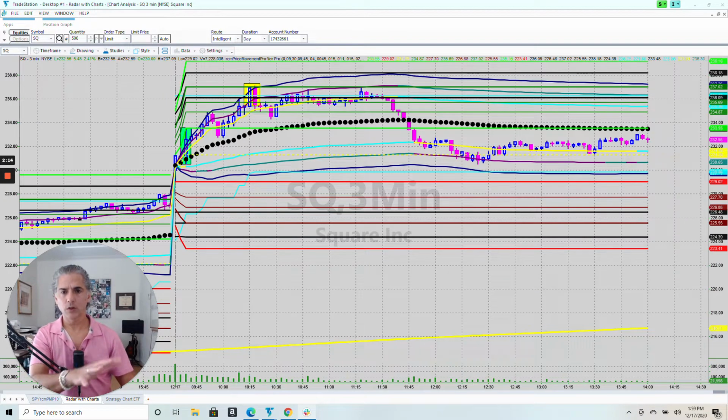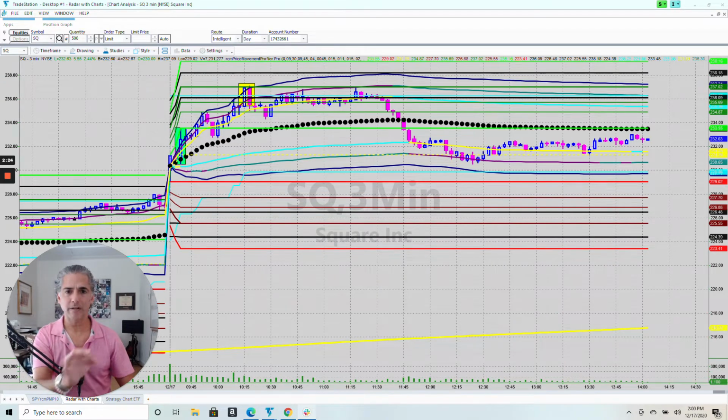So what you're looking at is a screen. It's a 3-minute chart, so each bar is 3 minutes. The blue bars are up bars. The red bars, obviously down bars. The black dotted line is the volume weighted average price. I'm not going to explain it right now. If you don't know what that means, you're going to want to look it up.